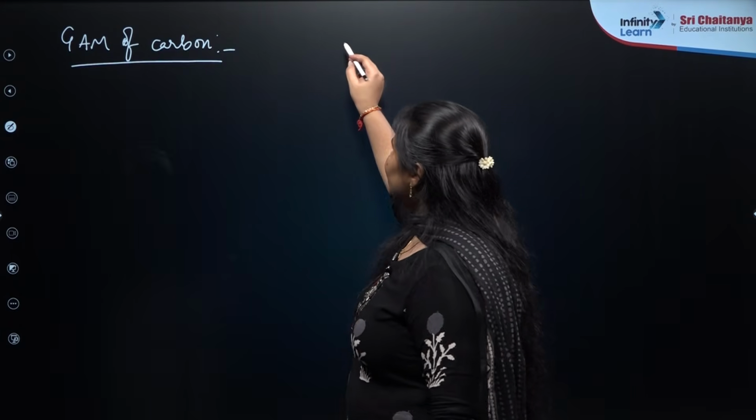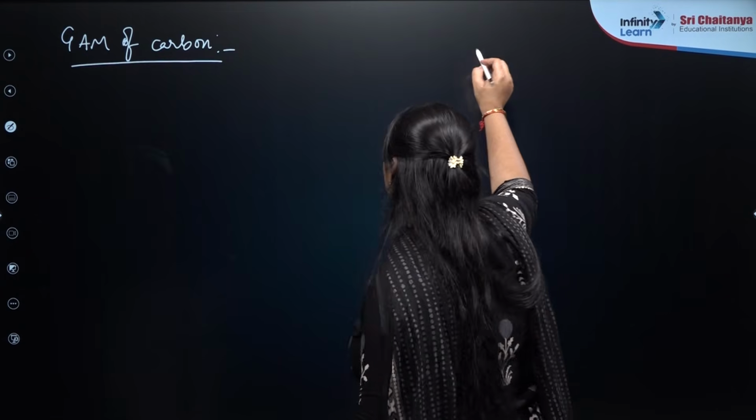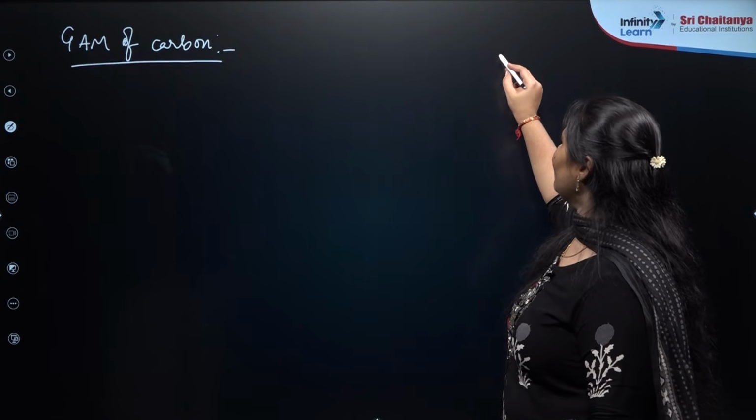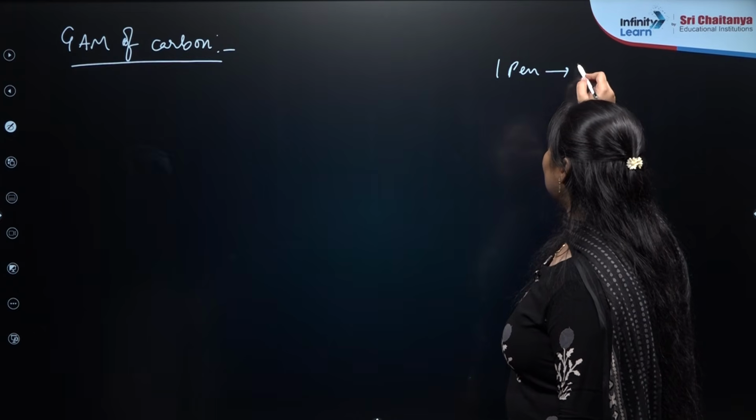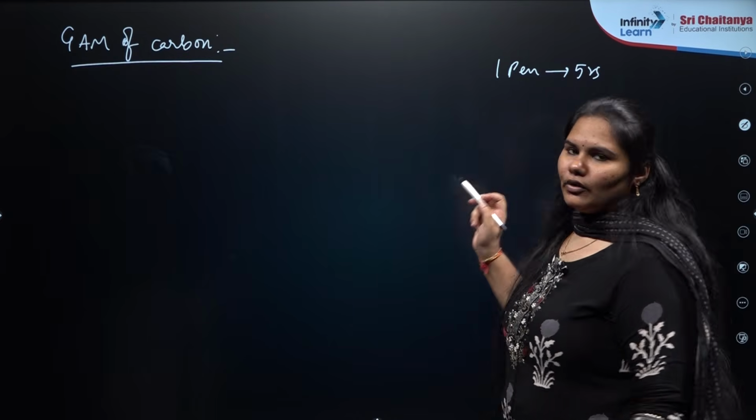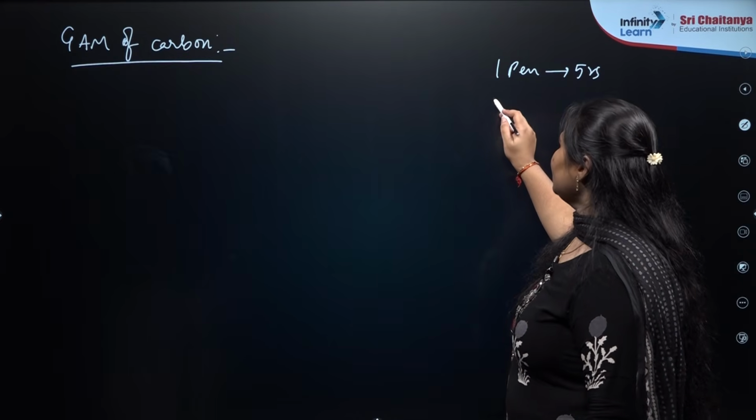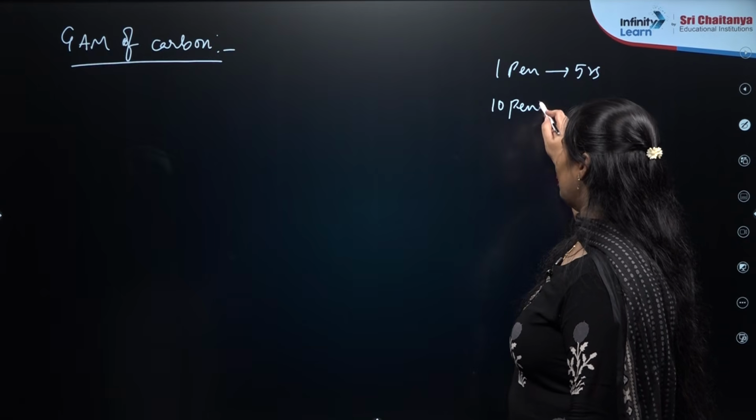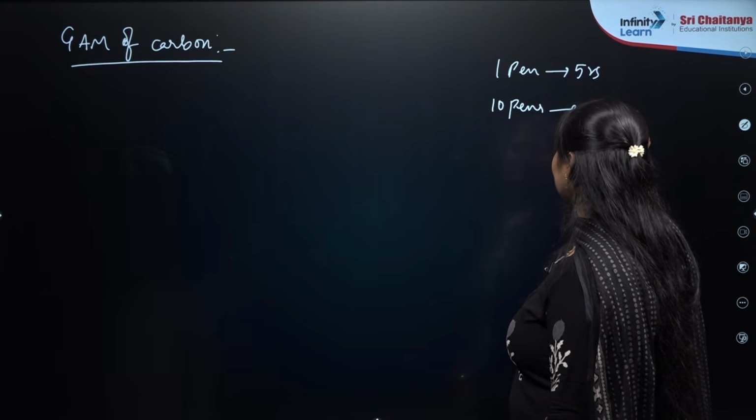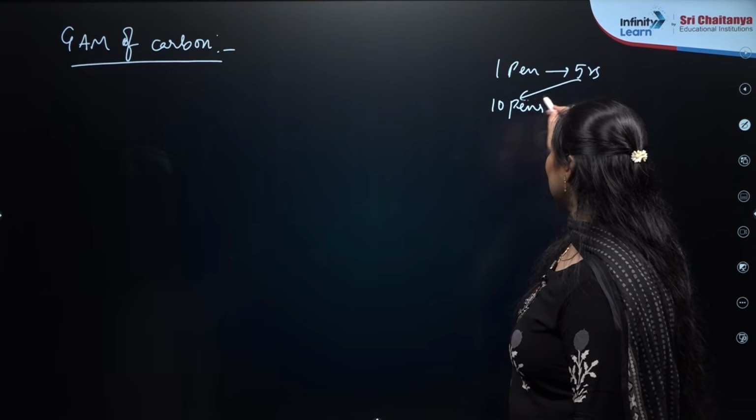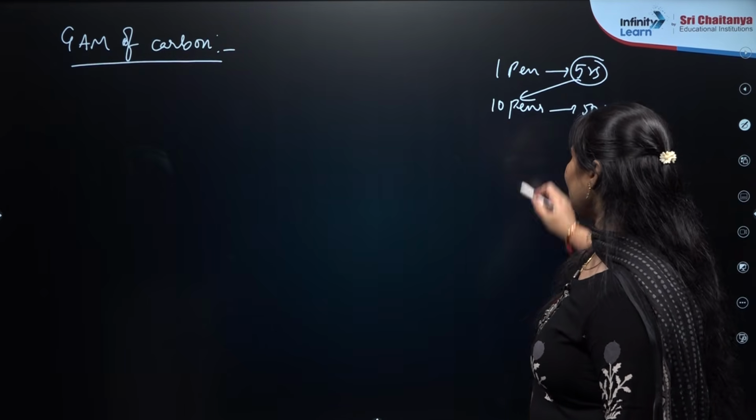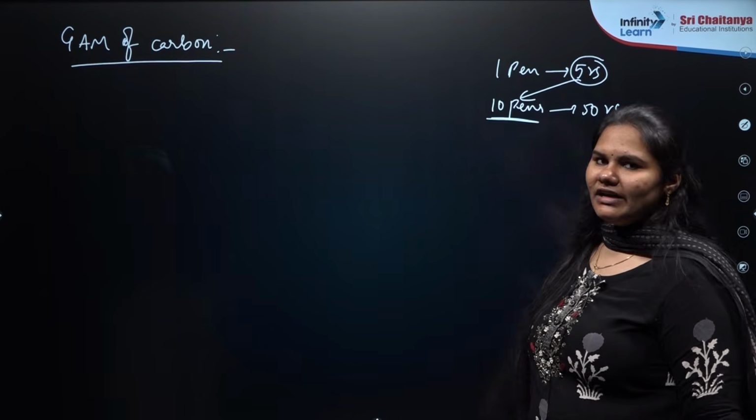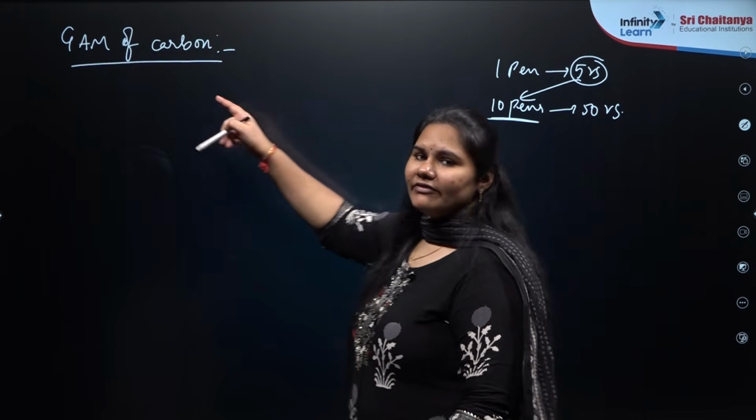So let me take one example. I went to a shop and there one pen costs, let us say, 5 rupees. Now I want to take 10 pens. How much will it be? 50 rupees. Yes or no? What have we done? We have multiplied the amount of one pen with the number of pens we needed. Same thing we will use here.